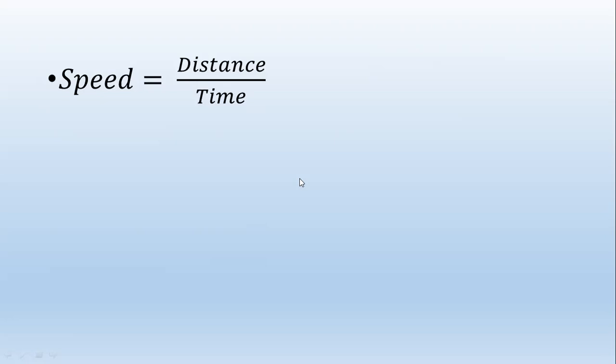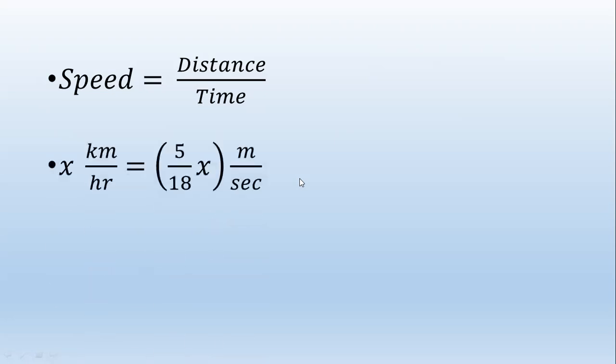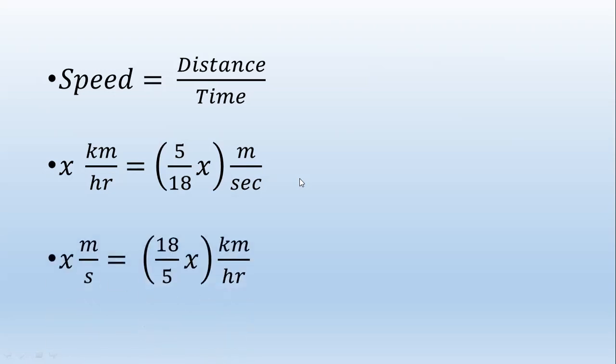In problems, the examiner may give one unit and ask for the answer in another unit. So we have to remember a simple conversion between them: x in kilometer per hour we can convert into meter per second by multiplying it by 5 by 18. Similarly, x in meter per second we can convert into kilometer per hour by multiplying it by 18 by 5.